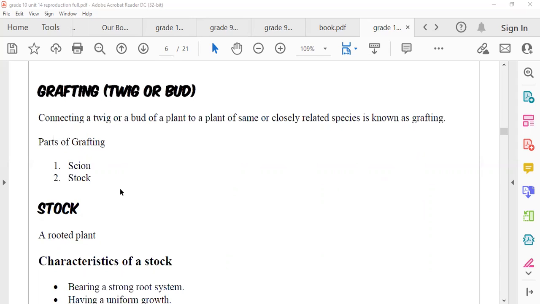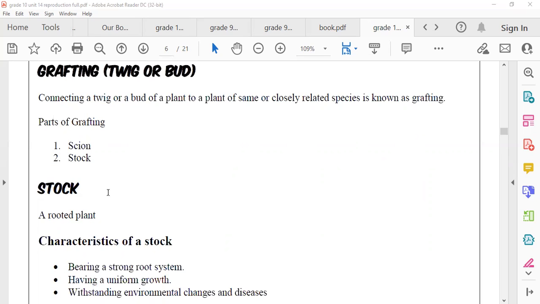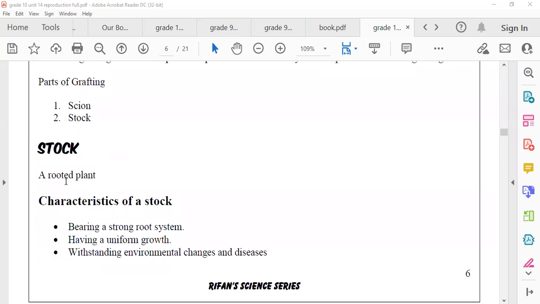Different varieties of mangoes can be grafted together. Different flower color bougainvilleas can be grafted together. In the video I have sent you, you would have seen that one. So here there are two components available: one is the scion and the other one is the stalk. The rooted plant is the one called by the name stalk.